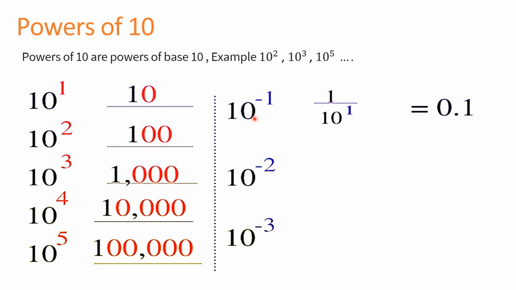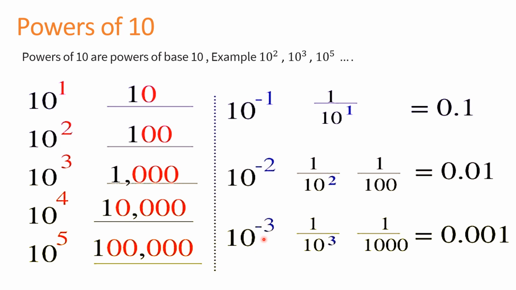You can change 10 to the power minus 1 into 1 over 10, then write it as 0.1, or directly when you see minus 1, it means tenth. So 0.1. Similarly, for 10 minus 2 and 10 minus 3, 10 minus 2 is 1 over 100, which is equal to 0.01. Or directly, 10 minus 2 is hundredth. 10 power minus 3 is thousandth, 0.001.